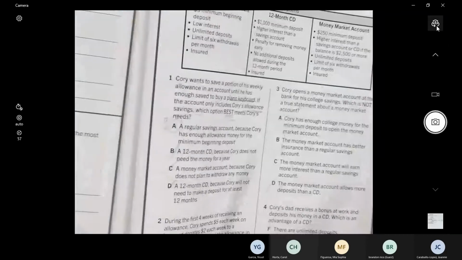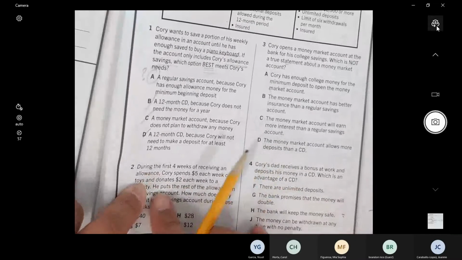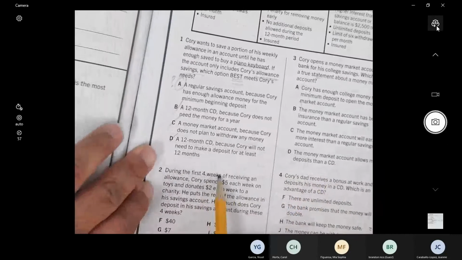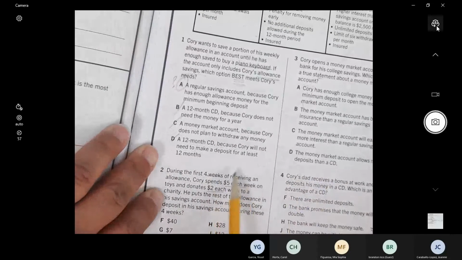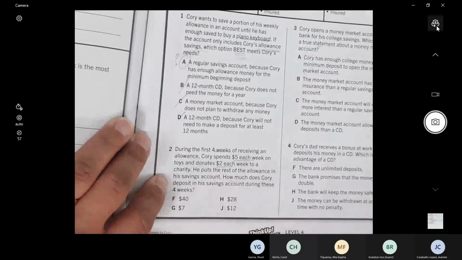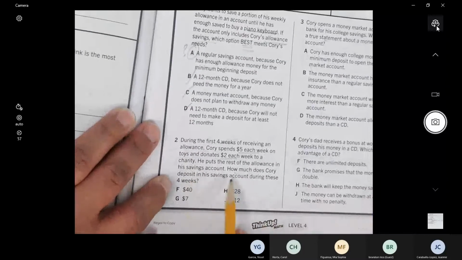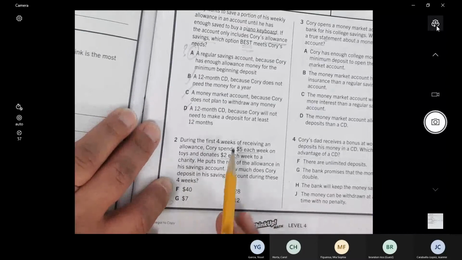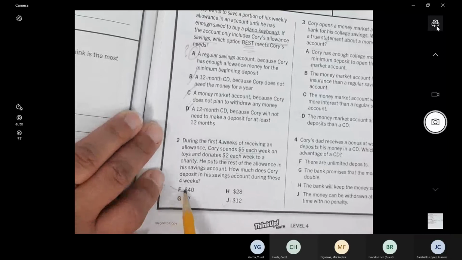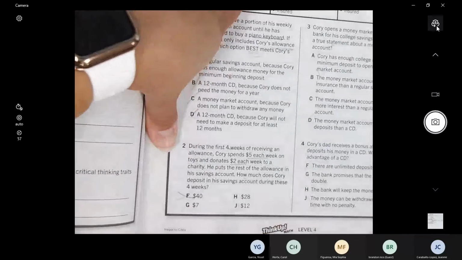Exactly. And then it says here too, during the first 4 weeks of receiving an allowance, Corey spends $5 each week on toys and donates $2 each week. So it's 4 weeks, $5 and $2 each week. He puts the rest of his allowance in his savings account. How much does Corey deposit in his savings account during these 4 weeks? Right away, I'm sure people are going to say it's F, but that is incorrect. Why is it incorrect, guys? Tell me why it's incorrect.